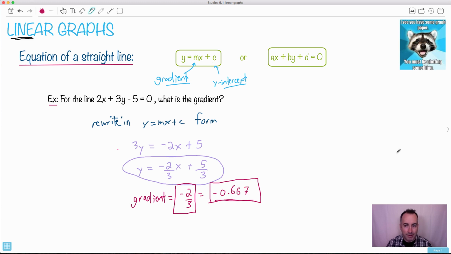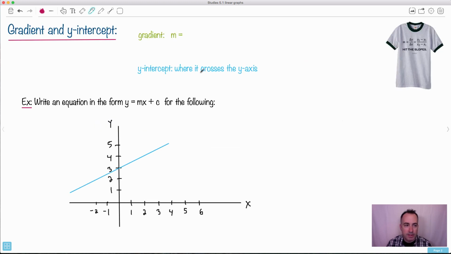There you go. Let's go a little bit deeper into this. So if we talk about this one here, I like this t-shirt, by the way. This is going to be the equation of the gradient. Some people call it the slope. That's why it's like hit the slopes. So this equation also is given to you.